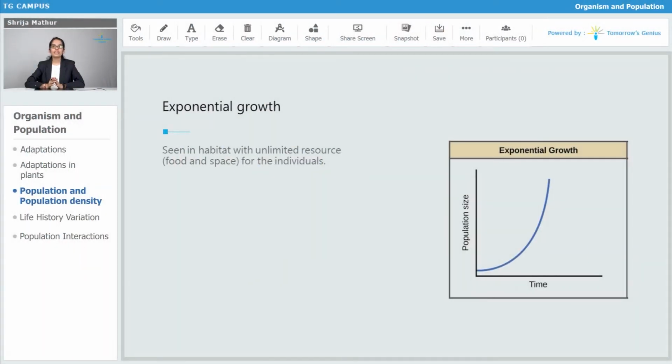So the first one is the exponential growth, seen in a habitat with unlimited resources. Resources means we are talking about food and space. So one graph is the exponential graph, which deals with unlimited resources. Unlimited food supply is there, unlimited space is there. So as many individuals as can grow, as many individuals as can develop.